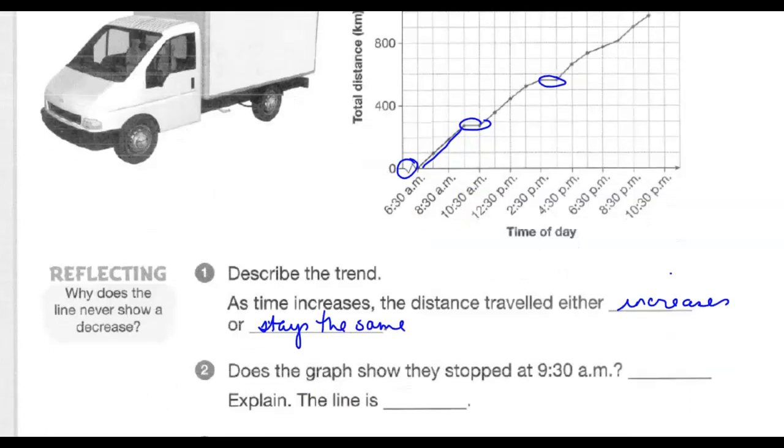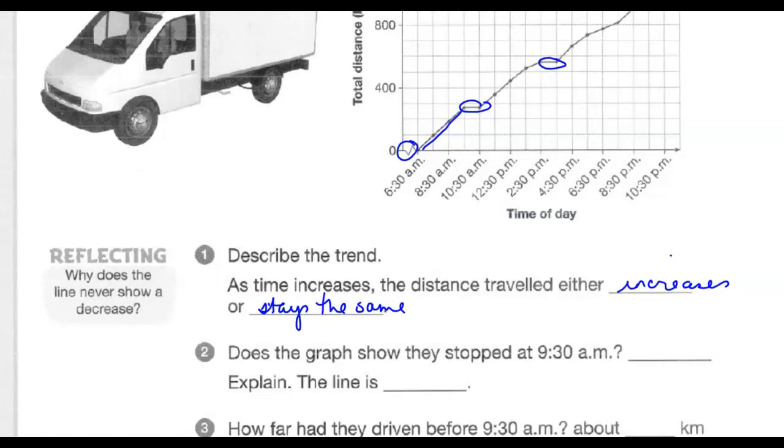Okay, does the graph show they stopped at 9:30? Well, I just circled it actually, so yes, they did. And that's probably maybe after 2 hours, they probably shouldn't need gas, but they might need some food. And the line is horizontal. So that means as time is going on, the distance isn't changing.